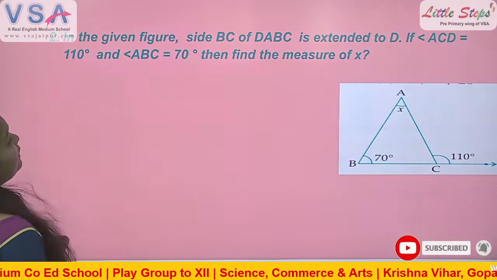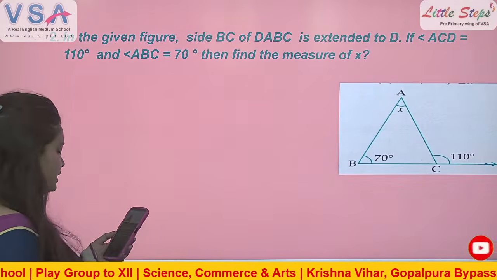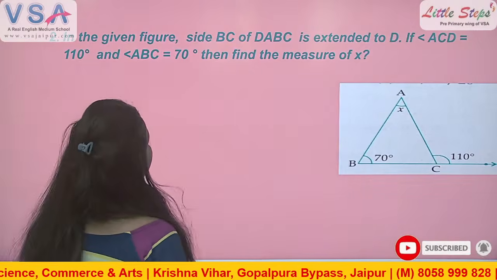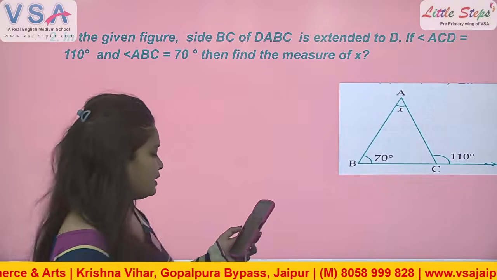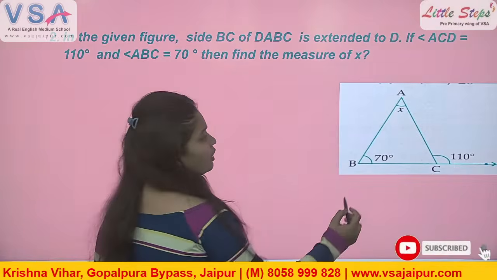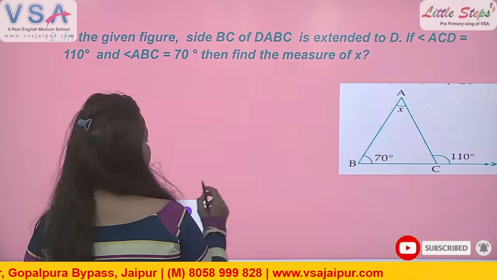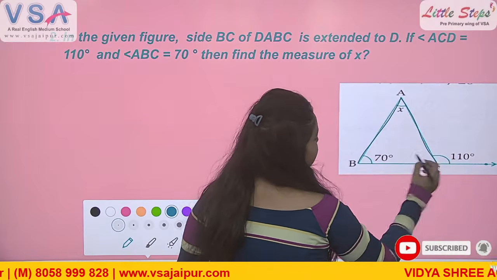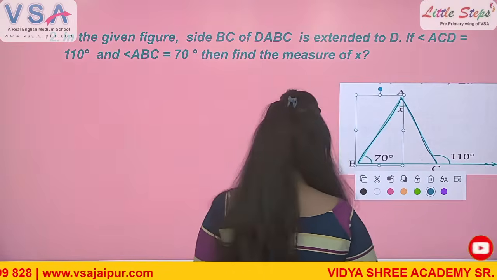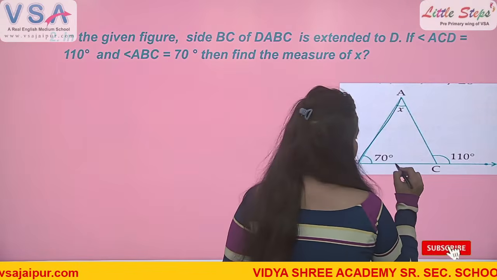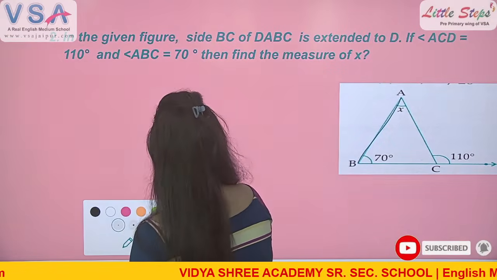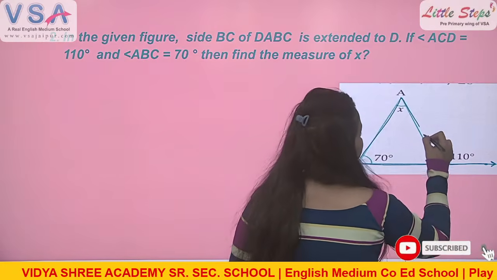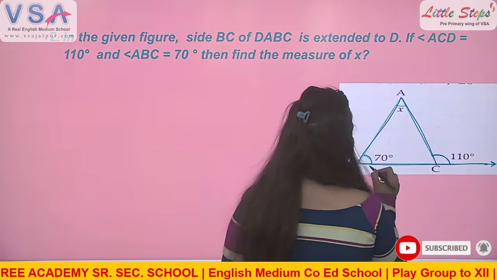In the given figure, side BC of triangle ABC is extended to D. If angle ACD equals 110 degrees and angle ABC equals 70 degrees, find the measure of X. You will all be able to see the figure. Let me darken it. This is the triangle ABC, and in this, these angles are given to us.